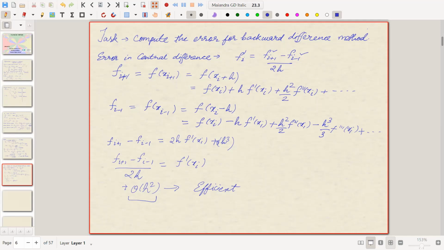So we concluded that the central difference method is a second order accurate scheme.